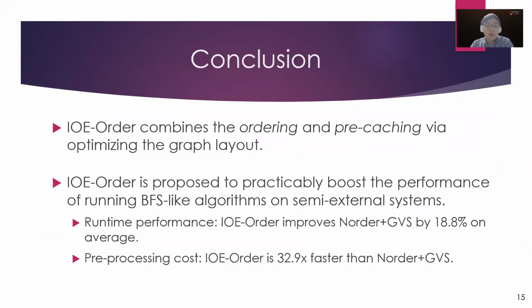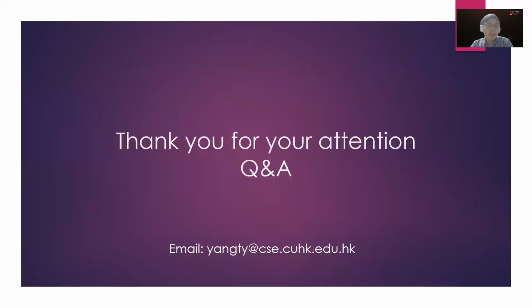So in conclusion, IOE-Order combines the ordering and the pre-caching via optimizing the graph layout. And the IOE-Order is proposed to practically boost the processing performance of BFS algorithms on semi-external graph systems. And for runtime performance, IOE-Order can improve the unordered plus GDS by 18.8% on average. And for the processing cost, IOE-Order is on average 32.9 times faster than the unordered plus GDS. And this concludes our presentation today, and thank you for your attention.